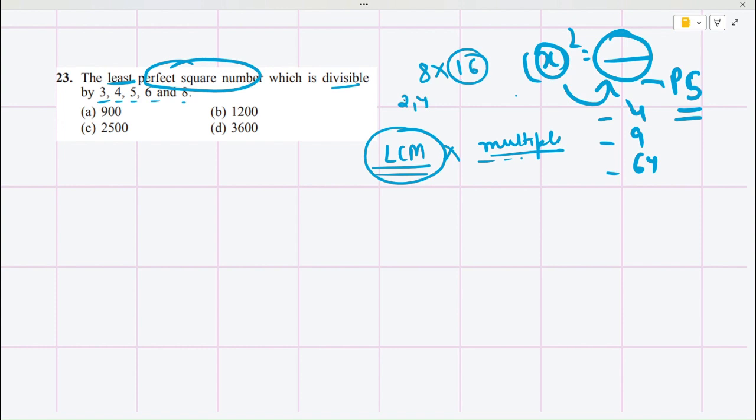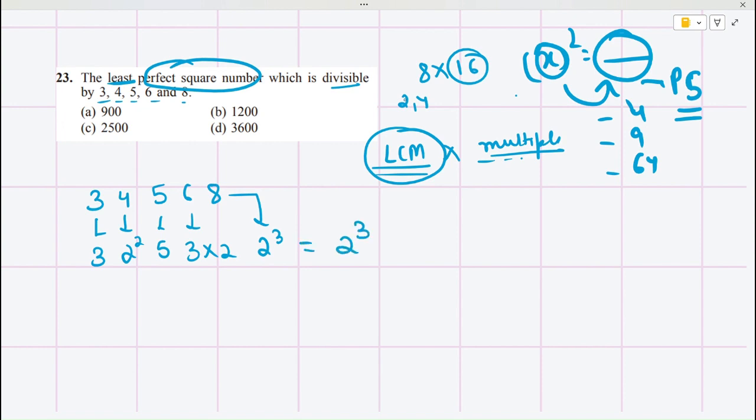Now they say which is divisible by, okay, so these numbers you have, so we can just write these numbers here, 6 and 8. So this will be 3 itself, this will be 2 raised to the power 2. This will be 5 itself. This will be 3 multiplied by 2. And this here becomes 2 raised to the power 3. And now they're asking about LCM.